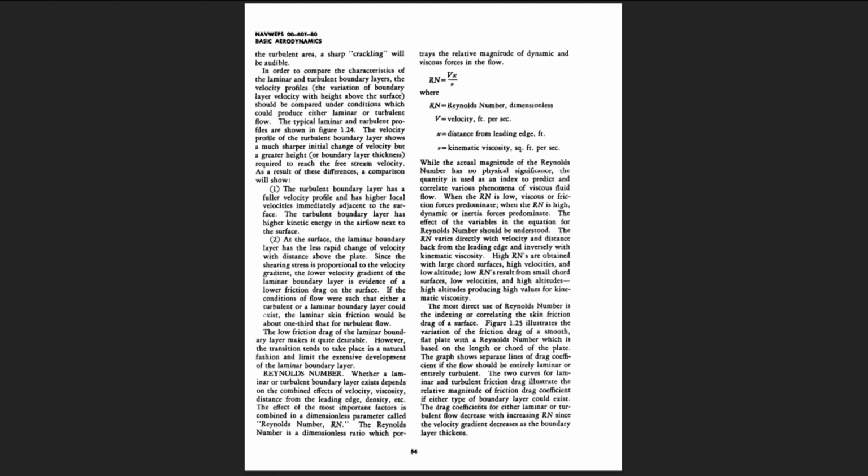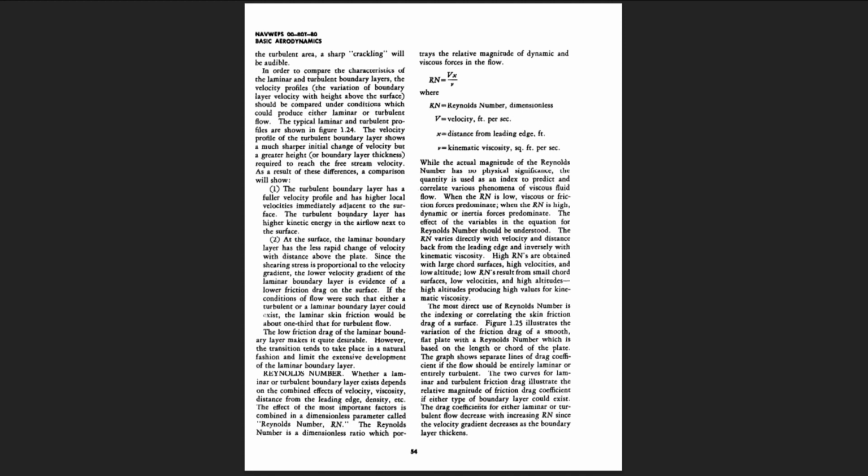Rn equals Vx over nu, where Rn equals Reynolds number, dimensionless, V equals velocity in feet per second, x equals distance from leading edge in feet, and lowercase nu equals kinematic viscosity in square feet per second. While the actual magnitude of the Reynolds number has no physical significance, the quantity is used as an index to predict and correlate various phenomena of viscous fluid flow.